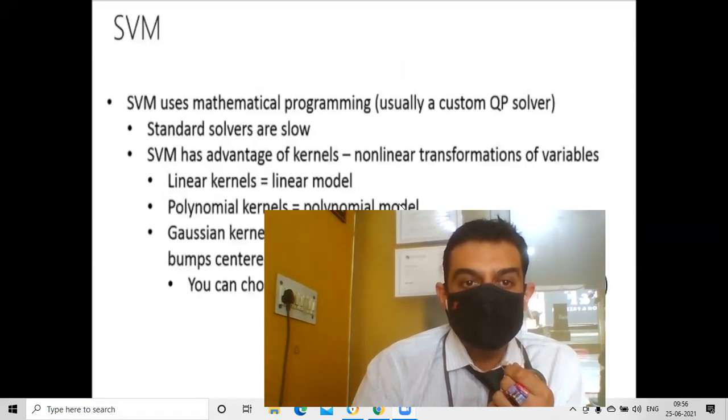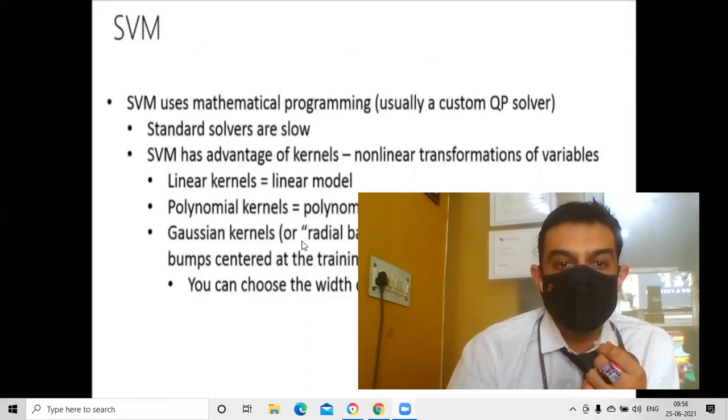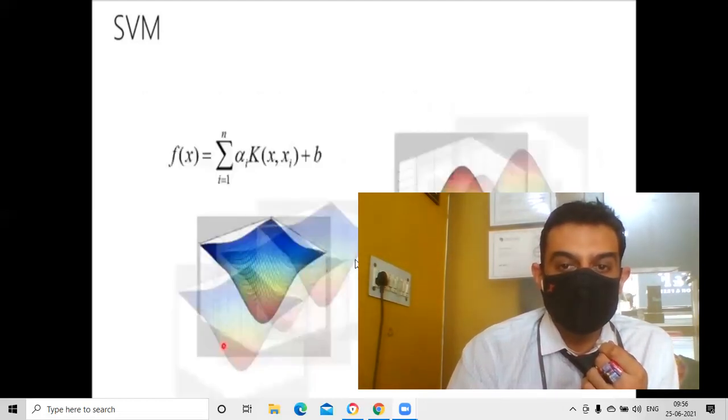Now we proceed to SVM, support vector machine. So it is basically a quadratic problem solver. It is a slower algorithm. So the kernels used here are different kinds of kernels. We use linear kernel, polynomial kernel, or Gaussian kernel. So these can be used for non-linear transformation. We'll discuss a bit more about the Gaussian kernel.